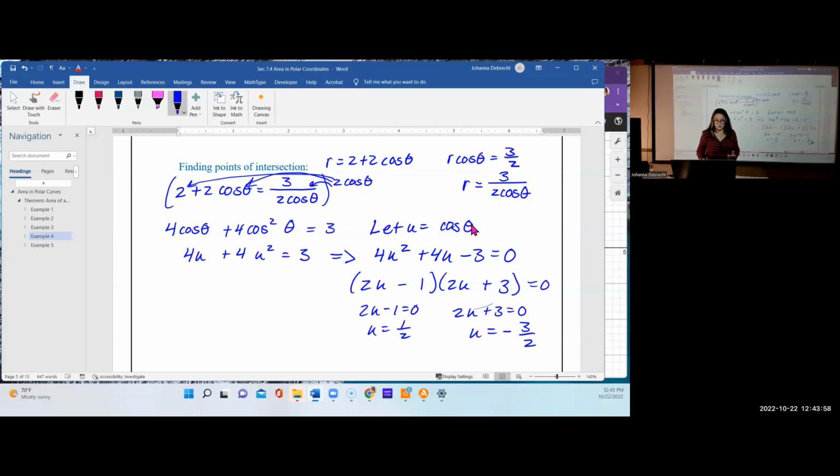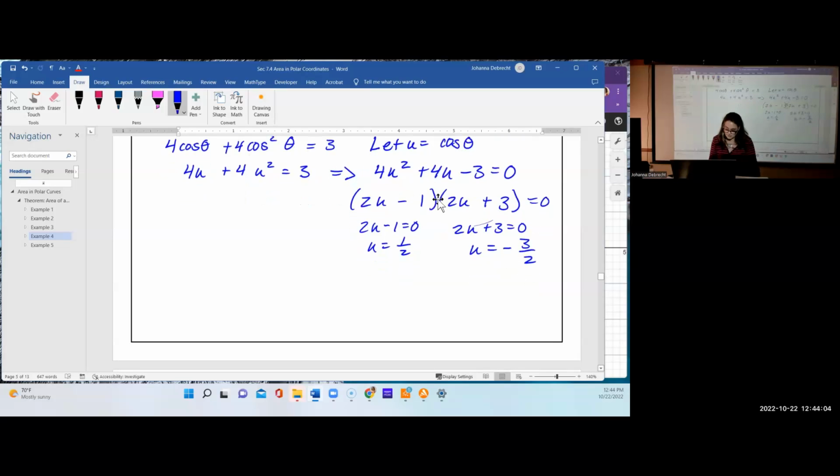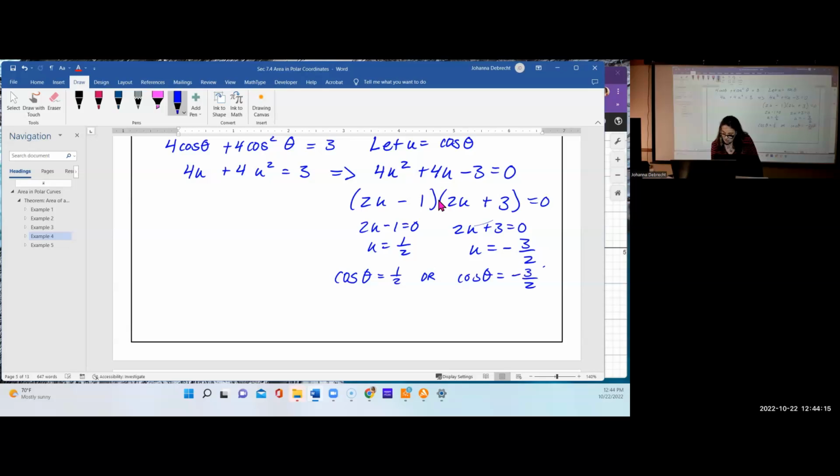Now back substitute for what u is equal to. So u in this case was cosine of theta. So I have cosine of theta equal 1/2, or cosine of theta equal -3/2. Now the second one has to be extraneous because there's no way a cosine is going to be anything outside of -1 to 1. So it can't be a -3/2. So that one doesn't provide a solution, but this one does.